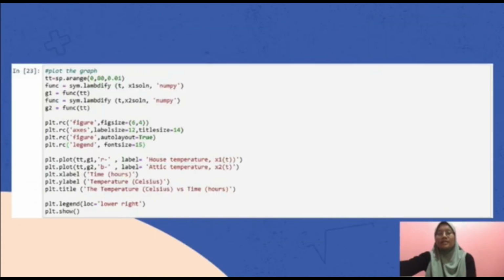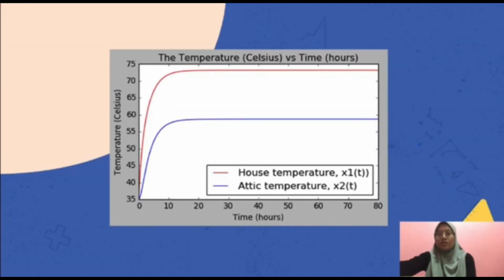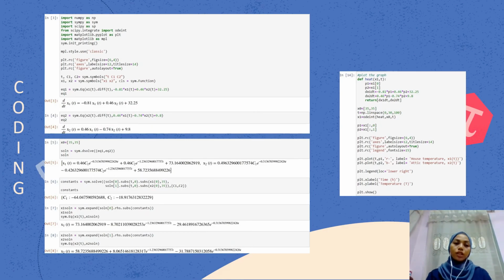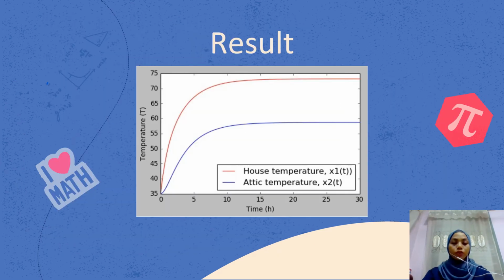So next, this is the code to plot the graph, and this is the graph that we got. We used Python to find the general equation and to plot the graph. So here is the result.